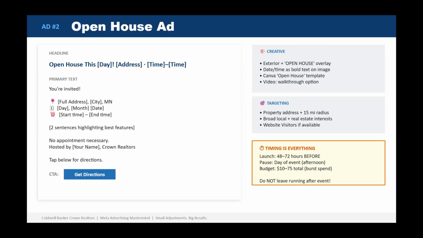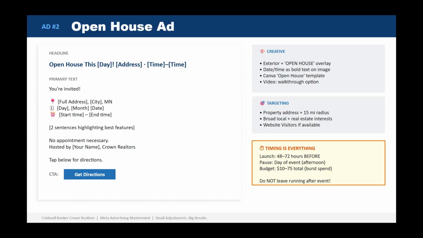For these ones, you want to target the area around the property because you're going to be running these ads for maybe 2 to 3 days before the open house. That's it. Okay. You're going to target around the property because you want people who are physically in the area to come to that open house. Your budget is anywhere between $10 to $75, depending on how much reach you can get within that 15-mile radius. Okay.